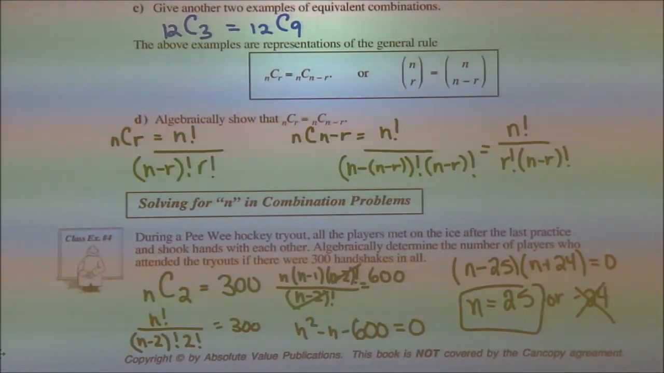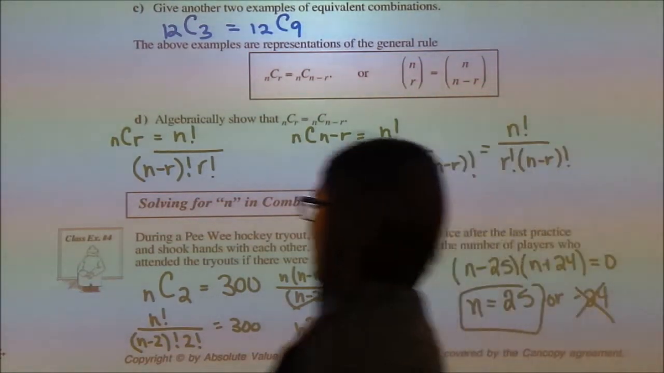The other way I could do this is I could put it into my table. So I could let y1 equal nCr, and then I could look at my table of values and see where I hit 300. So those are a couple of other ways that are non-algebraic.